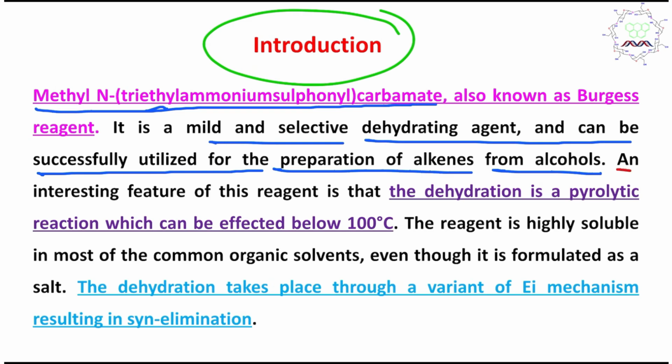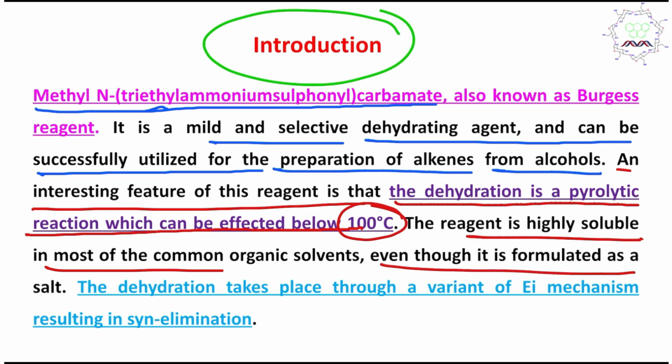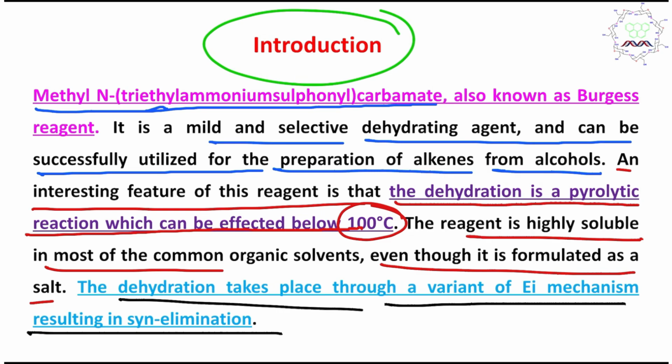Now, an interesting feature of the reagent is that the dehydration is a pyrolytic reaction which can happen below 100 degree. Generally we have seen these pyrolytic reactions need high temperature, but this reagent is very unique. That's why it could be achieved at lesser temperature, and this reagent is highly soluble in most common organic solvents even though it's formulated as a salt. Actually positive and negative charges are at different positions. Now in this case this dehydration takes place through a variant of the Ei mechanism, a syn-elimination. Remember, this is a very important thing, syn-elimination. I'll give some examples later on.